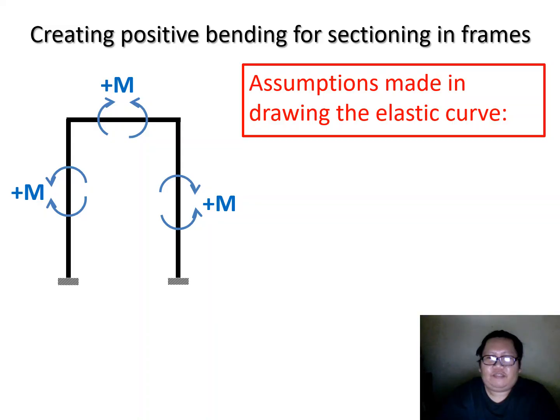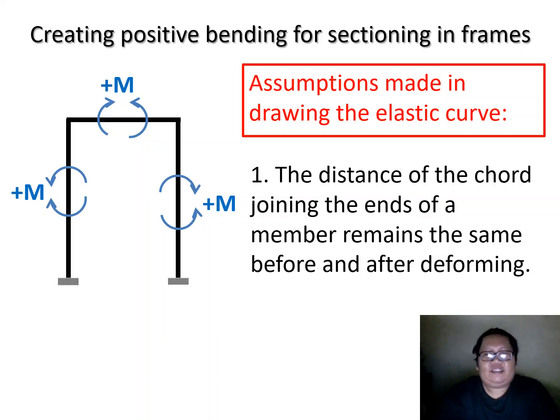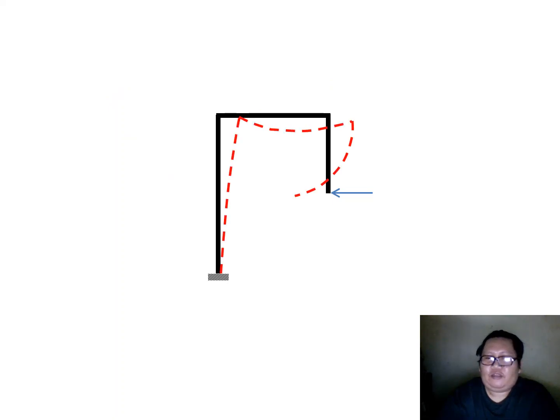So we are going to have assumptions made in drawing the elastic curve. Number 1, the distance of the chord joining the ends of the member remains the same before and after deforming. Of course, you have observed that the SUL over AE is being equated to 0 because we want the axial deformation to not be part of the reason for the displacement, but rather we will only be considering the forces or load applied to the frame in such a way that the distances between points for each member would have the same length. For example, if that is 4 meters in the middle before the application of the load, then after the application it would still be the same 4 meters.